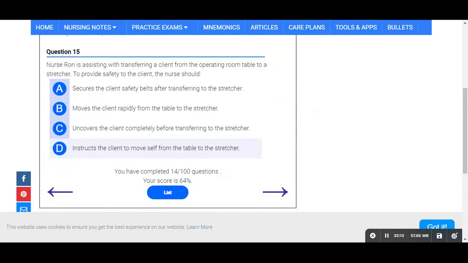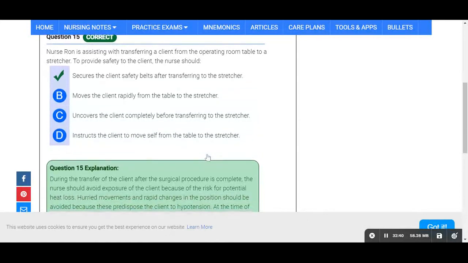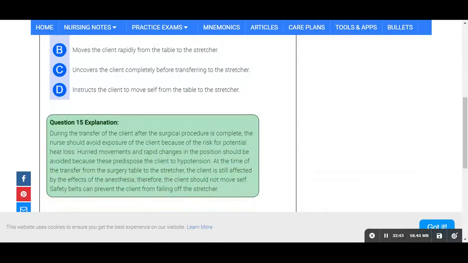Nurse Ron is assisting with transferring a client from the operating room table to a stretcher. To provide safety to the client, the nurse should secure the client's safety belts after transferring to the stretcher.